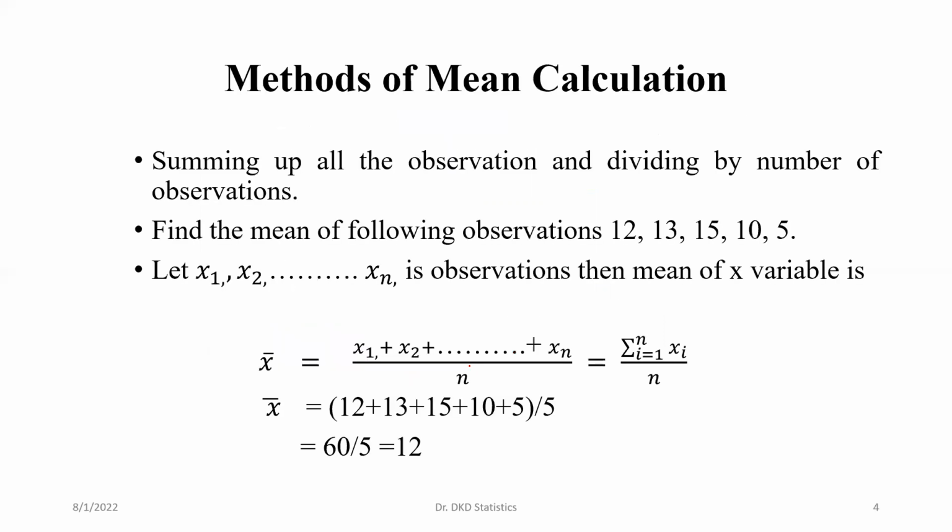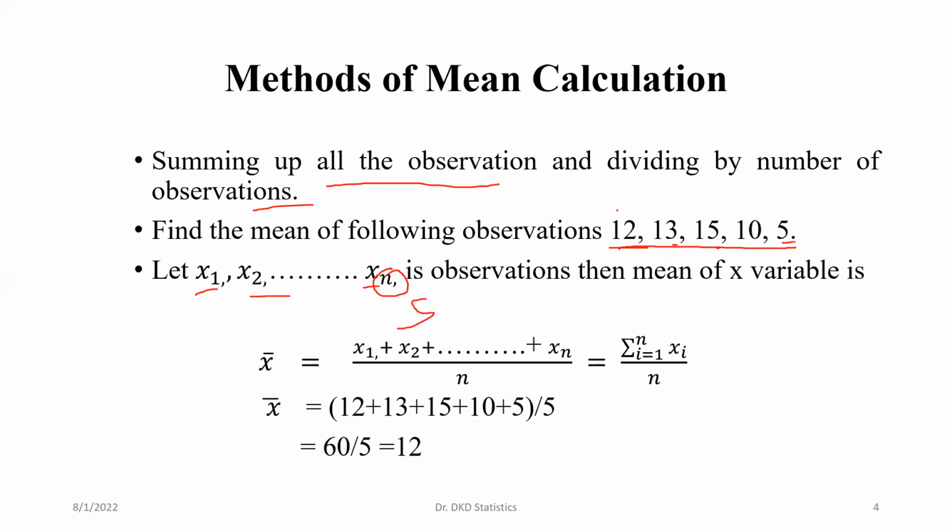Now, what are the methods of mean calculation? As we know, summing up all the observations and dividing by the number of observations is known as the arithmetic mean. For example, given the observations 12, 13, 15, 10, we need to calculate the mean value of these observations. So how will we get it? Here x1, x2, up to xn. Here we have five observations, so n will take the value 5.